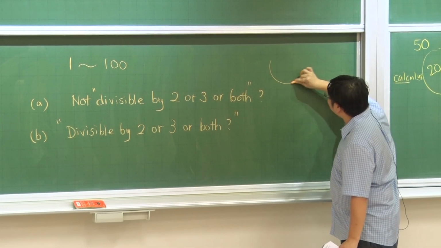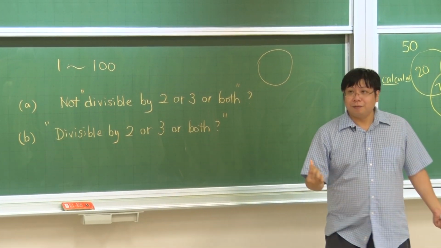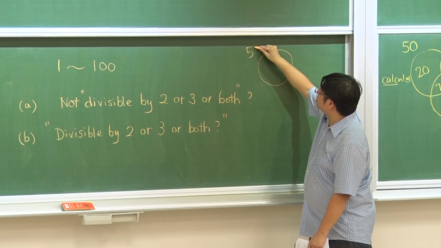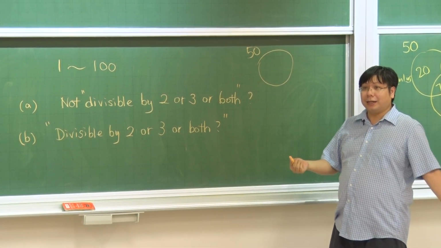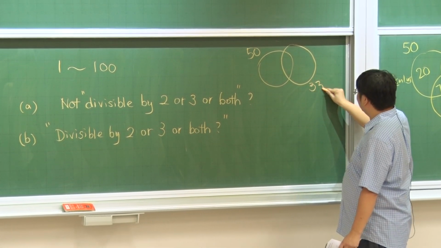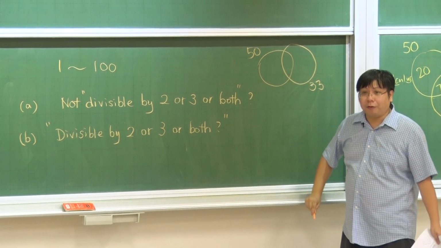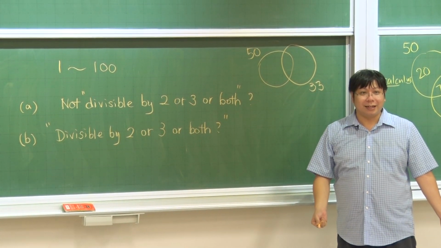First of all, how many are divisible by 2? How many? 50. 50, very good. So there are 50 of them divisible by 2. Is that okay? How many of them are divisible by 3? 33. Okay, so there are 33 of them. How many are there divisible by both? 16. Very good. How do you get 16 that quick?